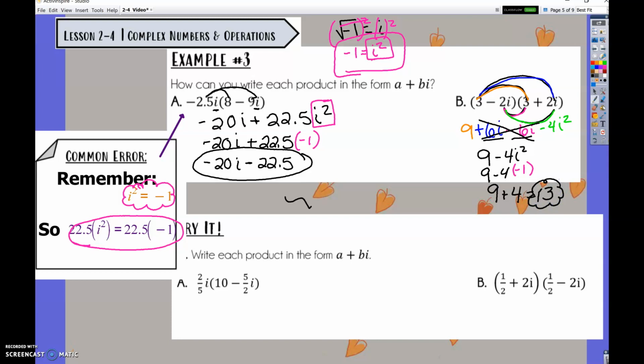Go ahead and try the try-its. A few fraction yuckiness down there. Keep in mind, if you took 2/5 times 5/2, that'd be 10 over 10, because you just multiply straight across. So it would just basically be 1. Don't let those fractions freak you out there. And of course, also be watching for anytime you see i squared, replace it with a negative 1 or substitute that in and multiply your answer that had i squared with it by negative 1.